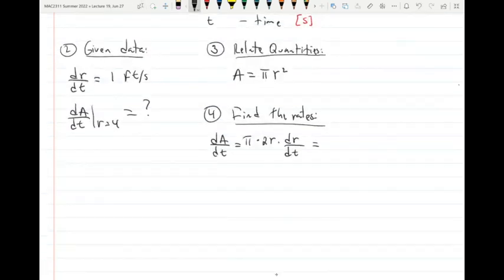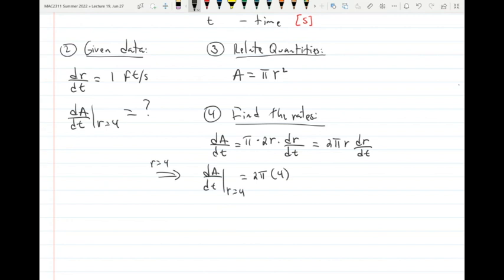So, in other words, this is equal to 2 pi r times dr/dt. And now we're going to plug in r equals 4. So r equals 4 is going to give us dA/dt evaluated at r equals 4. At this point in time, it's going to be equal to 2 pi times 4. And what's dr/dt? Remember, that's equal to 1, regardless of what r is. We're being told that the radius is increasing at a constant rate.